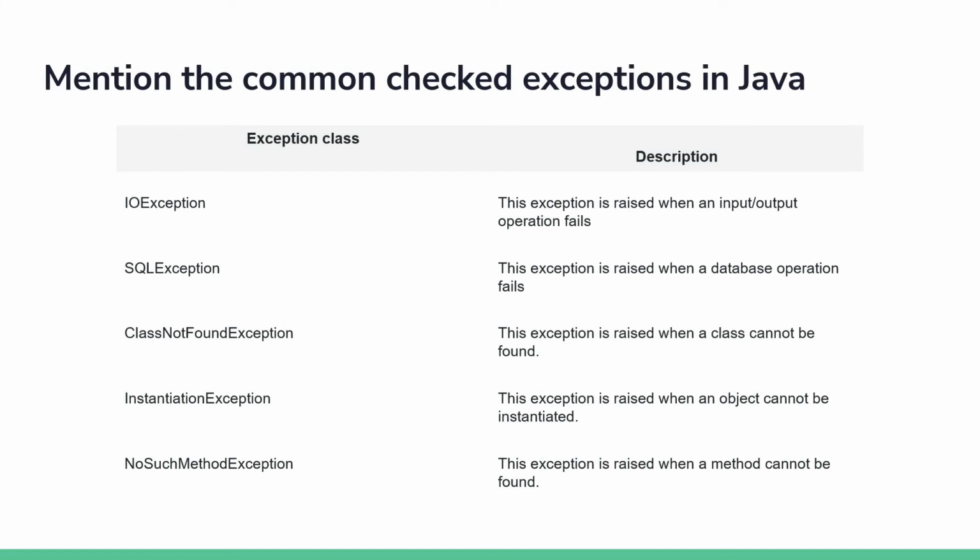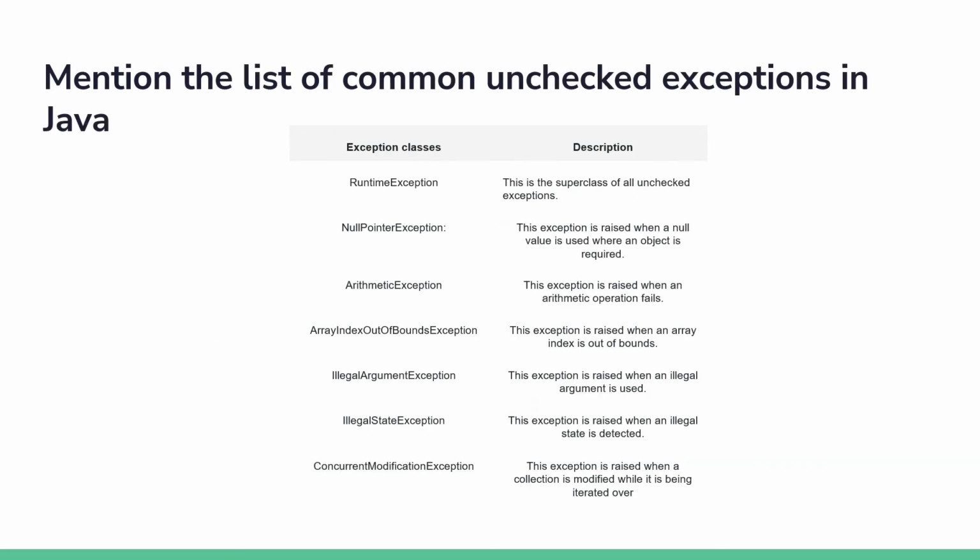What are the common checked exceptions in Java? IO exception, SQL exception, class not found exception, instantiation exception, and no such method exception. These are the 5 different common checked exceptions in Java. IO exception is raised when an input-output operation fails. SQL exception is raised when a database operation fails. Class not found exception is raised when the class cannot be found at all. Instantiation exception is raised when an object cannot be instantiated. And no such method exception is raised when the method cannot be found.